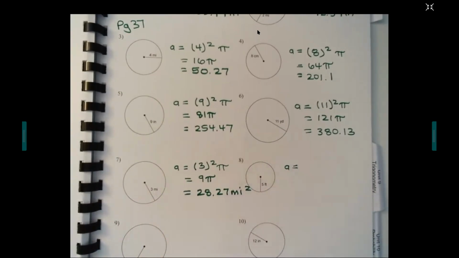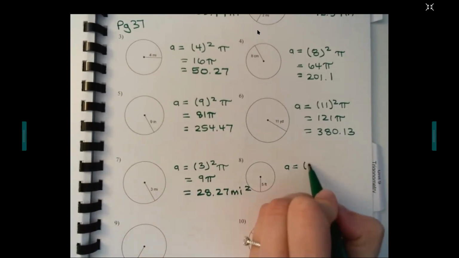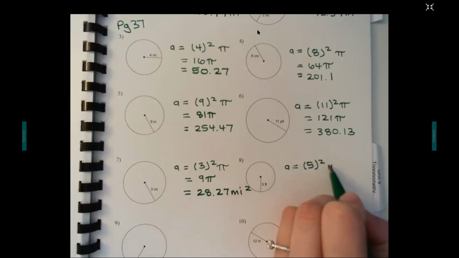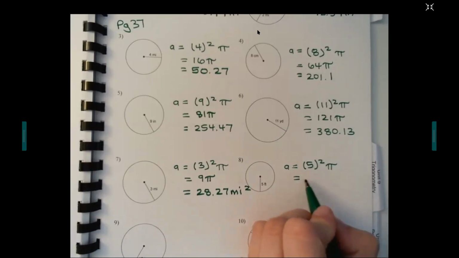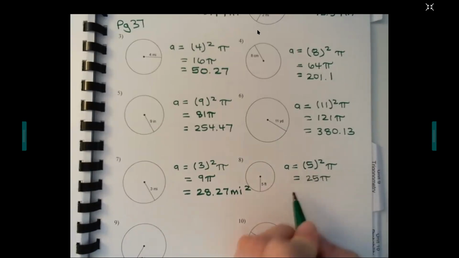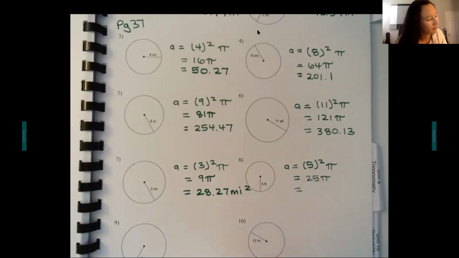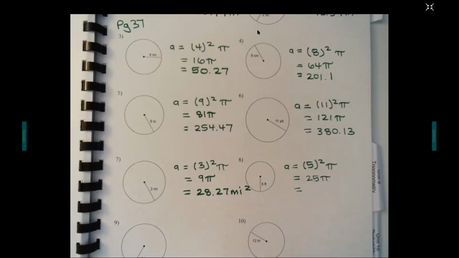So number 8, the radius is 5, so I plugged that in with area equals 5 squared times pi. And then I multiplied 5 squared, which got me 25 times pi. Very good. And then I multiplied 25 times pi, which got me 78.53 feet squared. Excellent. Thank you, Rick.